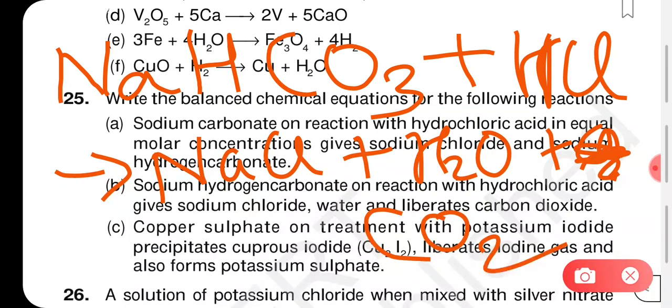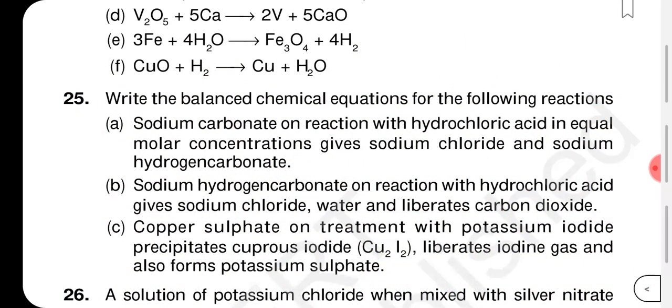Once you have written this, just check whether the number of atoms in the reactants and the products, for each element, is the same or not, and you will see that it is the same. In this reaction also it is the same. The number of sodium atoms, hydrogen also the same, chlorine is 1, oxygen is 3 in number. Over here also there are 3. So it is a balanced equation. After this, do the next one.